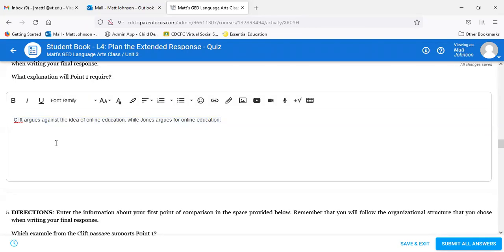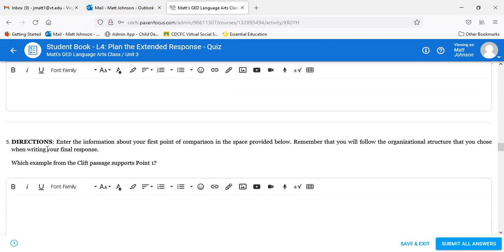So 4, how does point of view make up the argument? So 5, which example from the Clift passage supports point 1? So we can say Clift claims that online teaching is not worthwhile.